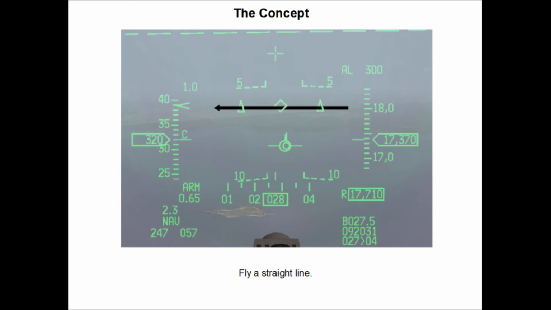And the concept of offset endpoints is simply fly a straight line. Now what we're looking at here is a side view of a steer point and 2 offset aim points. So basically, imagine you're in a plane and you're following the black arrow, and that's it.